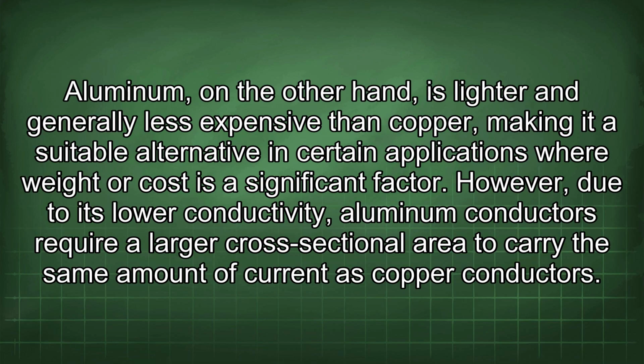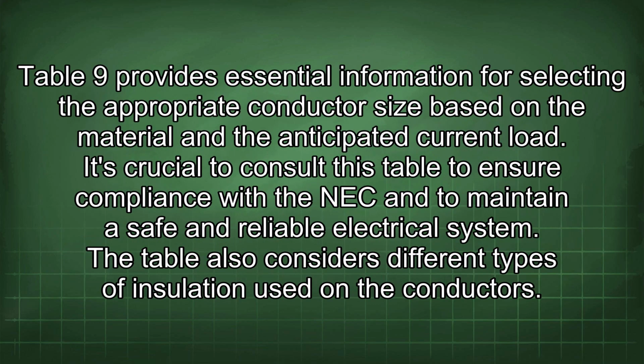Aluminum, on the other hand, is lighter and generally less expensive than copper, making it a suitable alternative in certain applications where weight or cost is a significant factor. However, due to its lower conductivity, aluminum conductors require a larger cross-sectional area to carry the same amount of current as copper conductors. Table 9 provides essential information for selecting the appropriate conductor size based on the material and the anticipated current load. It's crucial to consult this table to ensure compliance with the NEC and to maintain a safe and reliable electrical system. The table also considers different types of insulation used on the conductors.